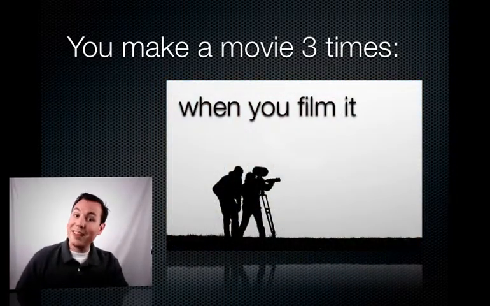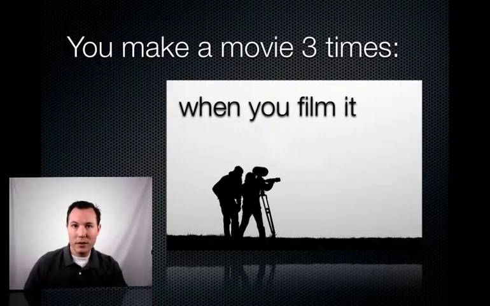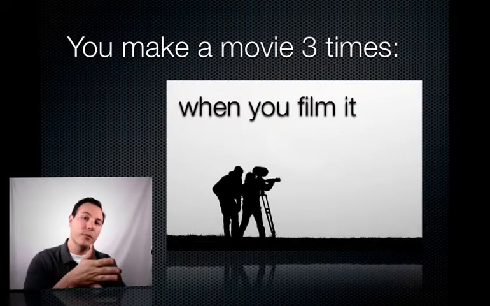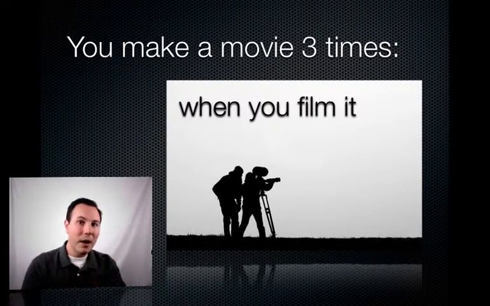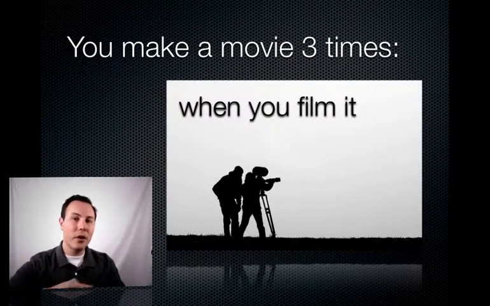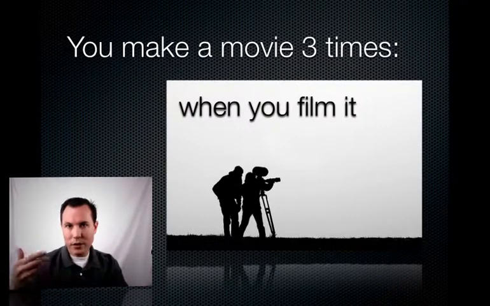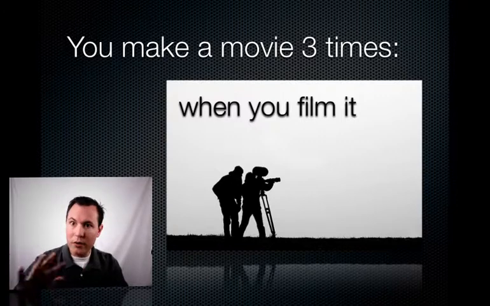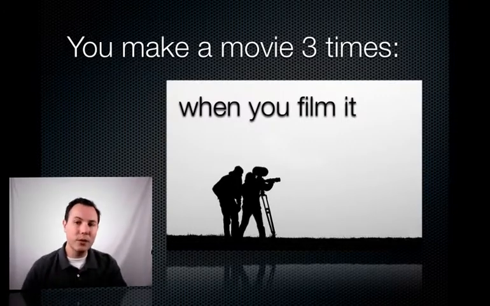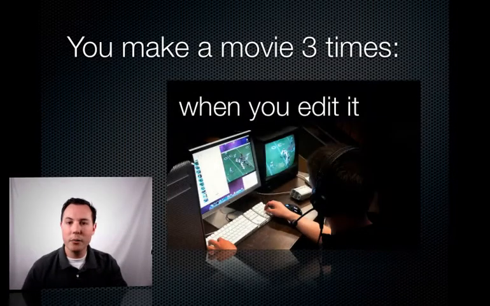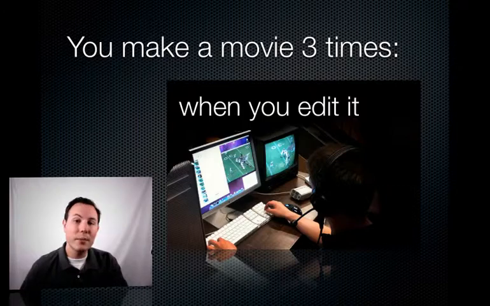Then you make the movie again when you actually film it. Now this can be quite different from when you write it, but you should at least have an idea of where you're headed. Again, if you're going to just film it and click record and that's when you're actually writing it for the first time, then you're going to miss out on this huge opportunity. So you're really making it a second time when you film it. And then once you get on your computer and start editing it, that's the third time you actually make it.